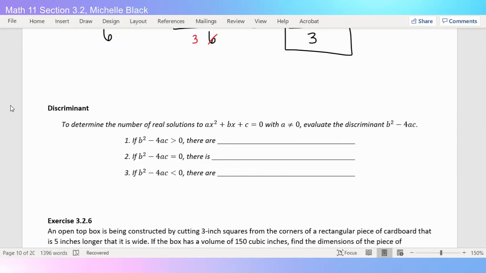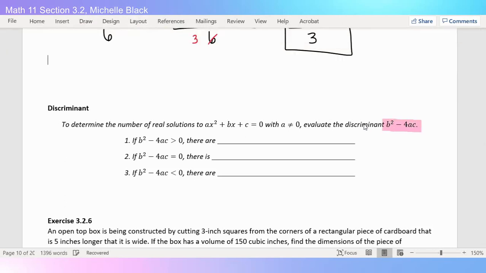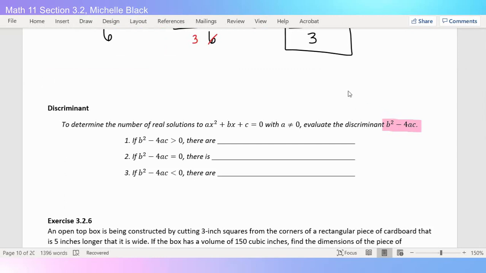Discriminant. To determine the number of real solutions to ax squared plus bx plus c equals 0, evaluate the discriminant b squared minus 4ac. I hope you notice that this b squared minus 4ac is exactly what we have underneath the radical in our quadratic formula. So in our quadratic formula, this b squared minus 4ac is what's inside of our radical.